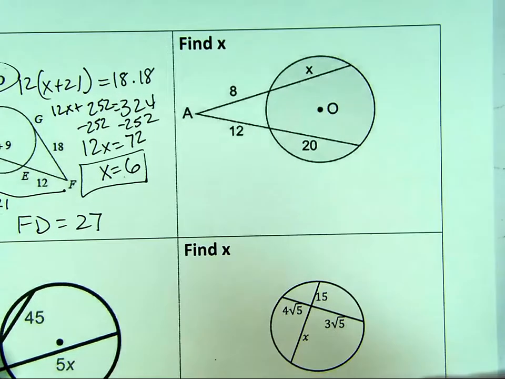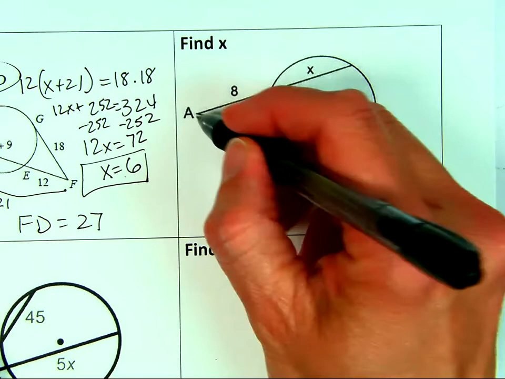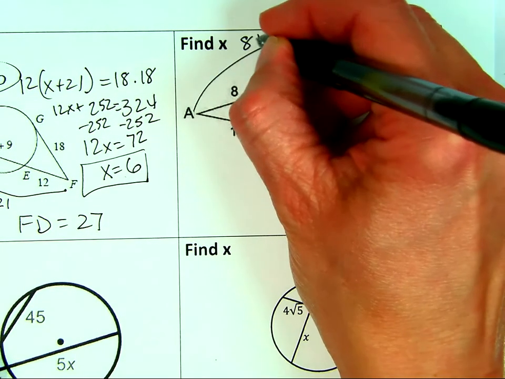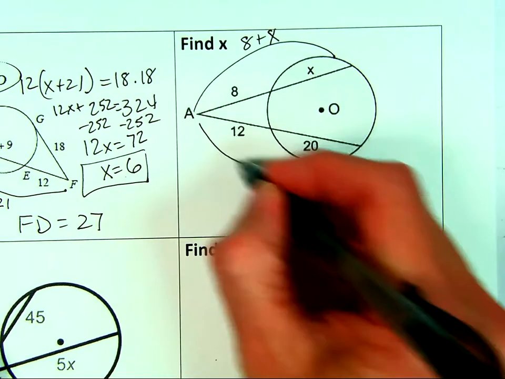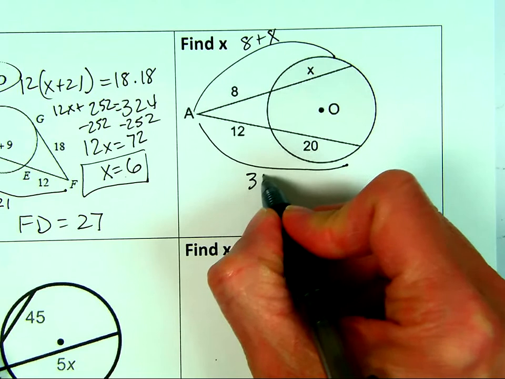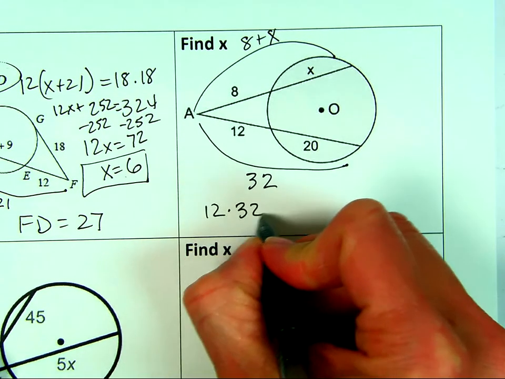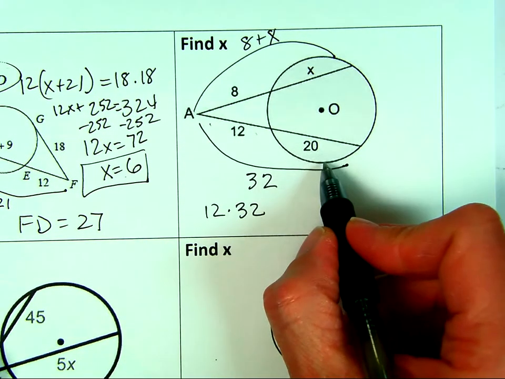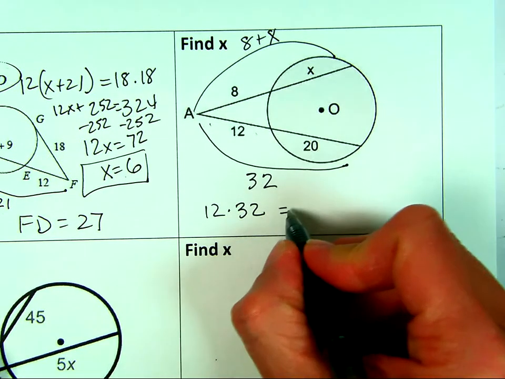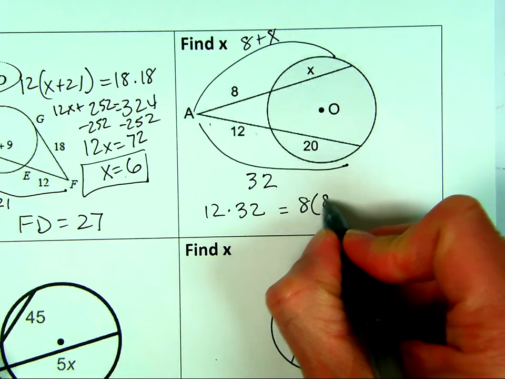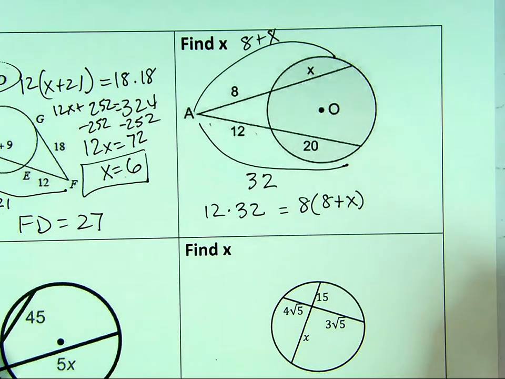Okay, moving over to this one. Now it's two secants. Whole thing, what is that whole thing? 8 plus x. I always like to mark it if they don't give it to me. What's this whole thing? 32. Then it's just easy for me. So 12 times 32, that's the outside part and the whole thing on the bottom secant. And the top one, the outside part is 8. So I'm going to multiply that by the whole thing, which is 8 plus x.